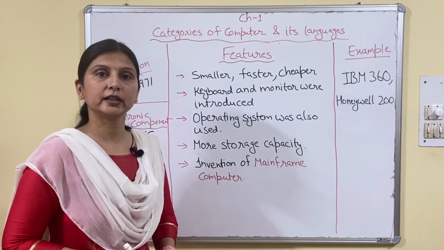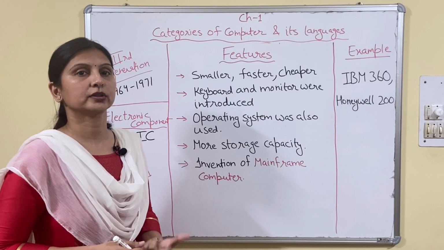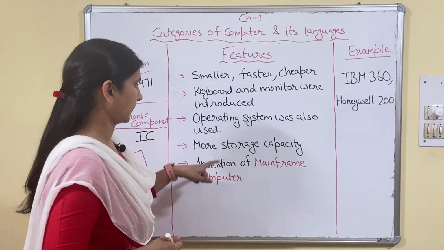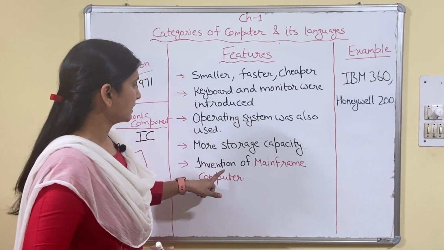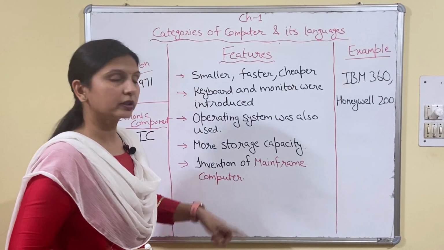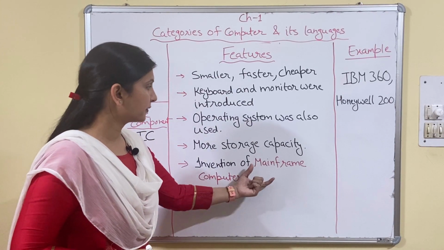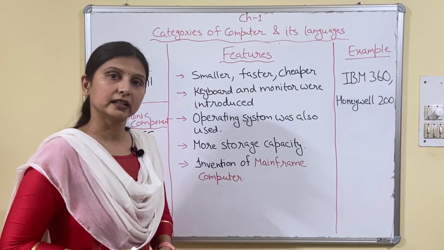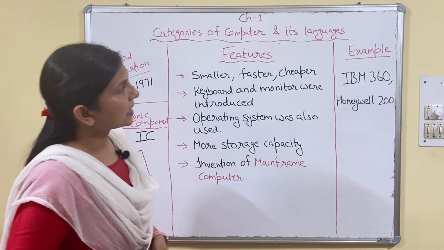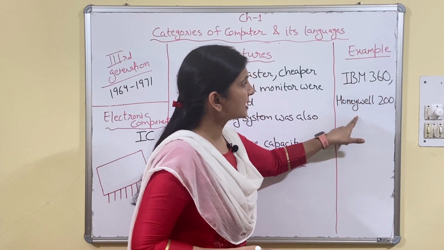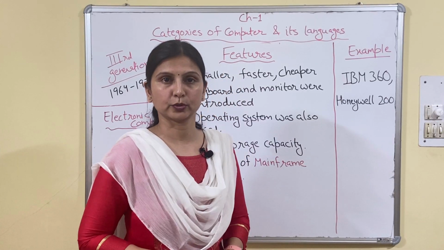In this generation only, operating system was used. So first time in third generation computers we used operating system, and these computers had more storage capacity. Invention of mainframe computer also took place in third generation. So mainframe computers were invented in this period, 1964 to 1971. Now the examples are IBM 360, Honeywell 200. These are the two examples of third generation computer.